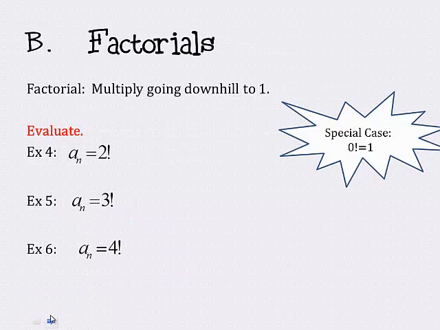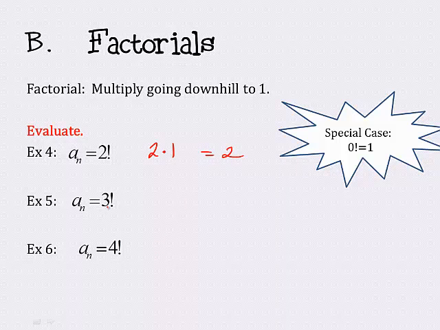Alright, factorials. Now, factorials are a fun little math thing, and all it is is multiplying, going downhill until you reach 1. So here's what I mean. Example 4. Factorial of 2. Well, that just means 2 times 1, and that's just 2, right?